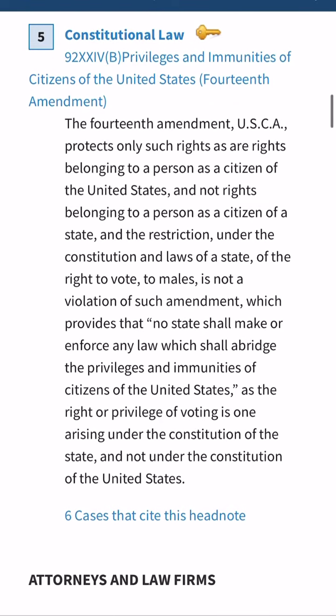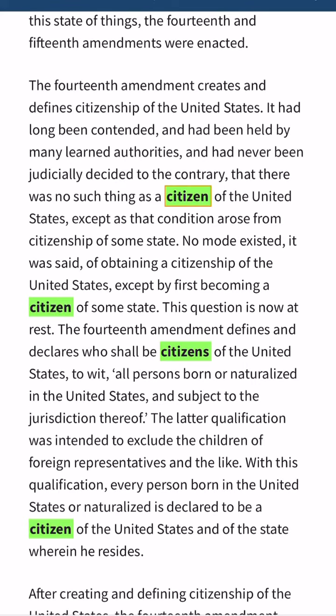Now, what was she? The 14th Amendment creates and defines a citizenship of the United States. It had long been contended and had been held by many learned authorities and had never been judicially decided to the contrary, that there was no such thing as a citizen of the United States, except as that condition arose from the citizenship of the state. No mode existed, it was said, of obtaining a citizenship of the United States, except by first becoming a citizen of the state. This question is now at rest.